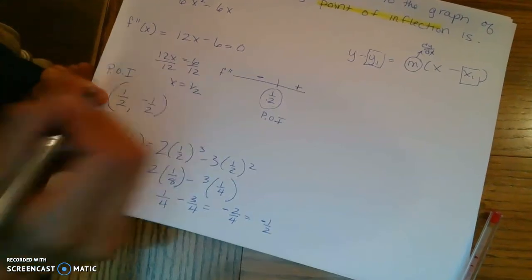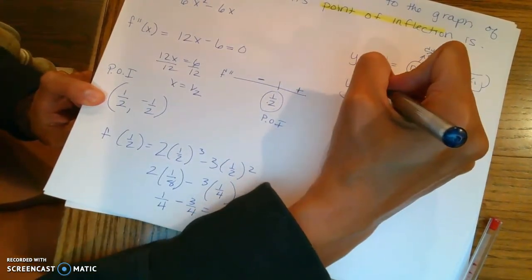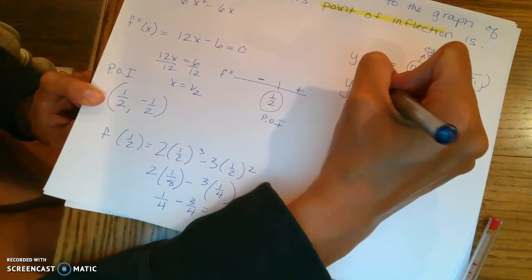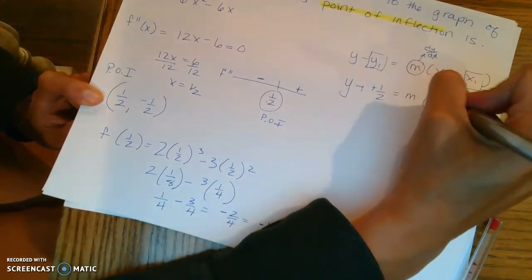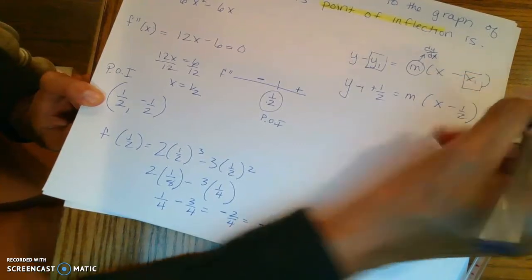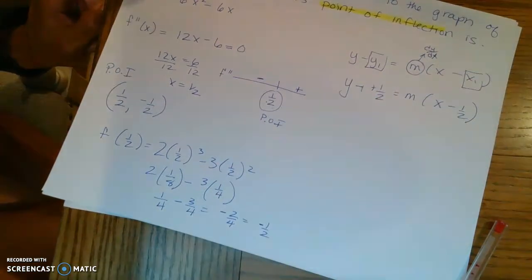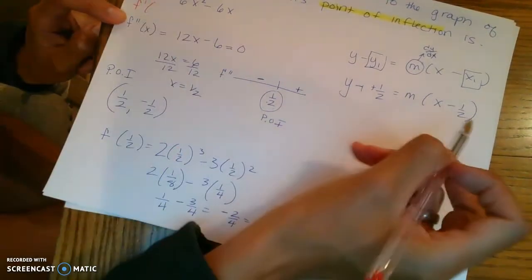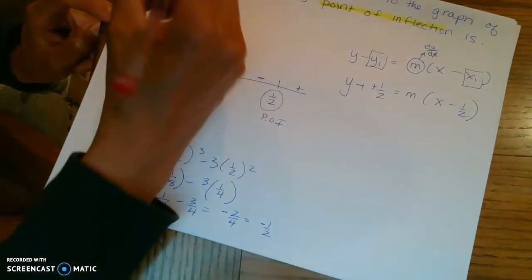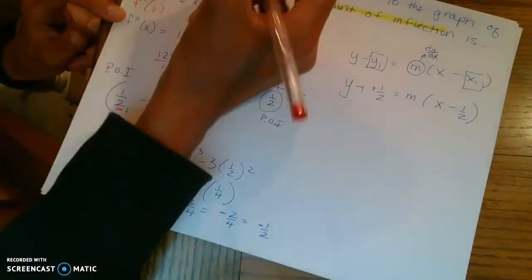So now this is the point that I'm going to use. I know this is y minus negative 1/2, so that becomes positive, is equal to m times x minus 1/2. So now I'm just left to find my slope. Well, I know that my first derivative is right here, and I need to find the slope when x is 1/2, because that's the x value of the point.